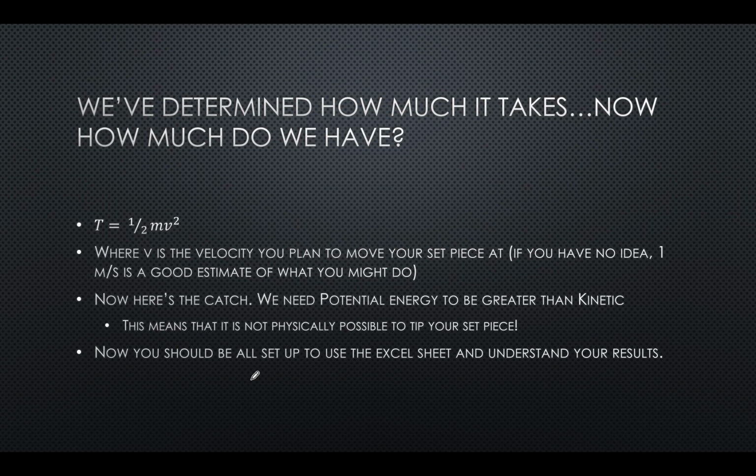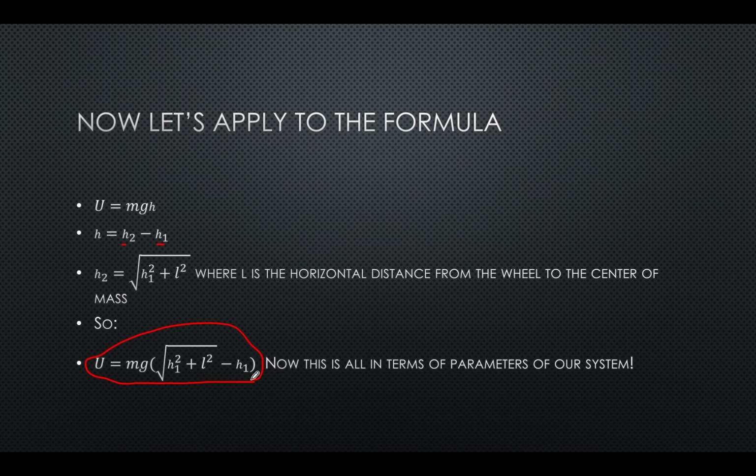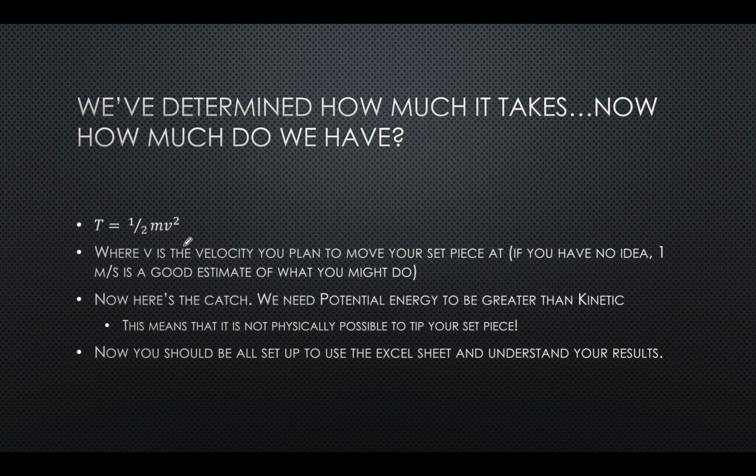So now here's the catch and where we're going to be doing our analysis. We need the potential energy that we calculated back here to be greater than this kinetic energy. So what does this mean physically? If the potential energy required to move the center of mass from H1 to H2 is greater than the kinetic energy given by the system dynamics and the movement of the piece, it means that the center of mass cannot possibly, in any physical way, gain enough energy to increase this much in height. So that means that this piece, under normal operation, could not physically tip.